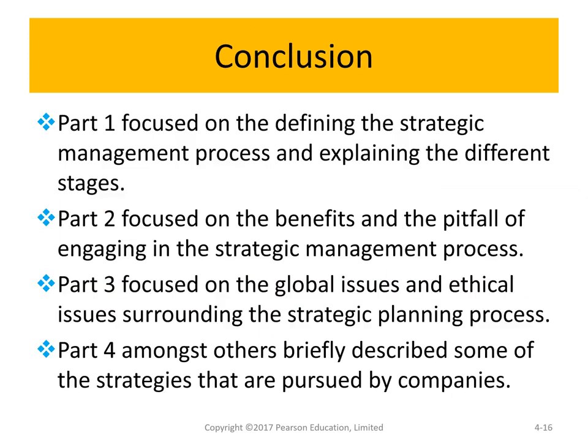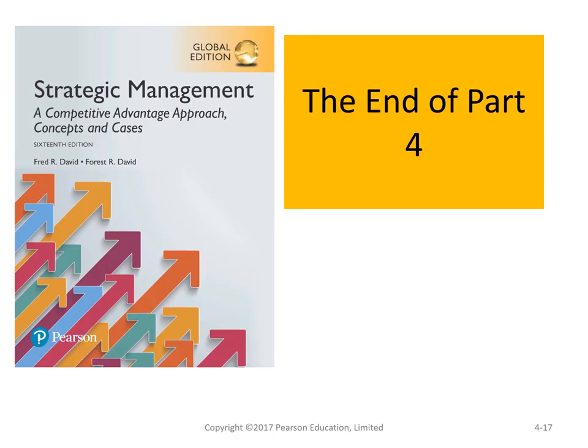So we have now covered four parts of the introductory lecture. In the first part, we attempted to define the strategic management process and explain the different stages involved. In Part 2, we looked at the benefits and the pitfalls of engaging in the strategic management process. In Part 3, we focused on the global issues and ethical issues. And in Part 4, we briefly described some of the strategies that firms may pursue. So we have come to the end of Part 4 now.